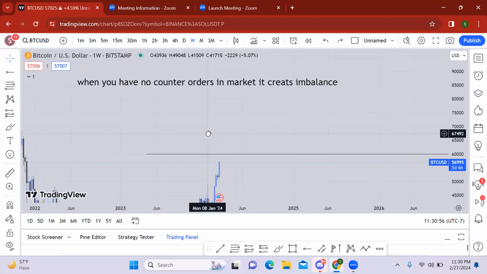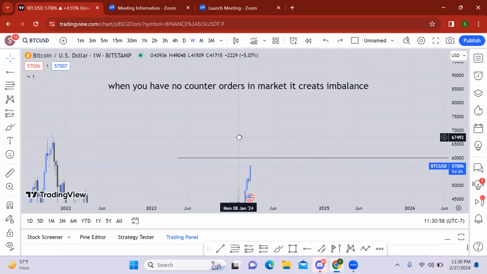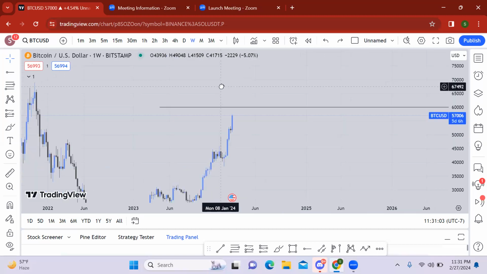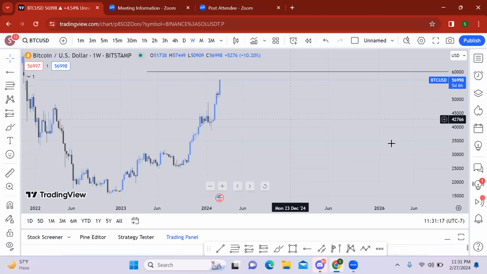Now, the second part is how to get these imbalances on your chart, how to find imbalances. There are two ways. First, I will show you on the chart how to find them manually, and then I will give you an indicator that will ease your life. Your whole life will be easy.